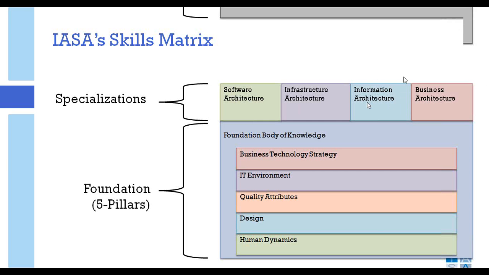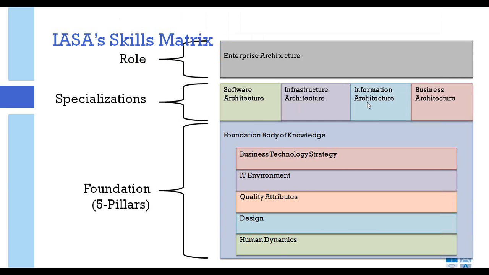So these are the different specializations, and the role of enterprise architecture is in different levels attributed to this. It's the width of the specialization, may not be the depth of it. So that's how the skill matrix looks.